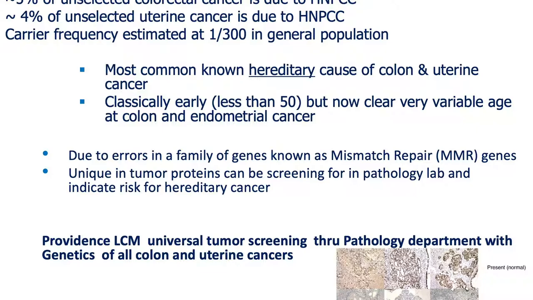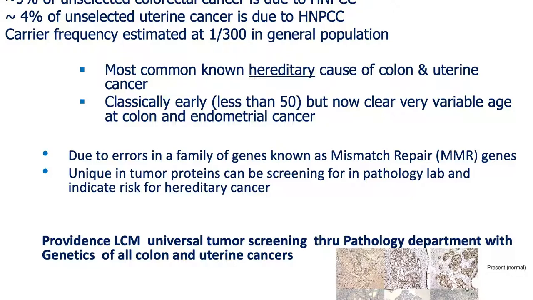Four to five percent of unselected colon cancer. Anybody with colon cancer, up to maybe 1 in 20 to 25 people, will carry one of these susceptibilities, even if they're older, even if they have no family history. Uterine cancer, unselected, the same thing, 3 to 4% of those. So how do we get to those people?